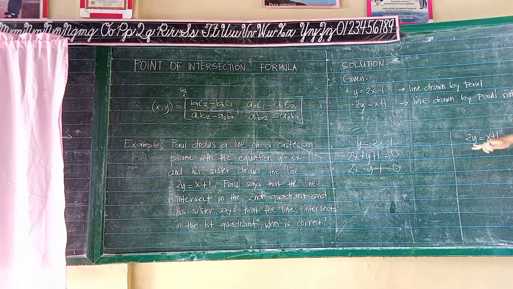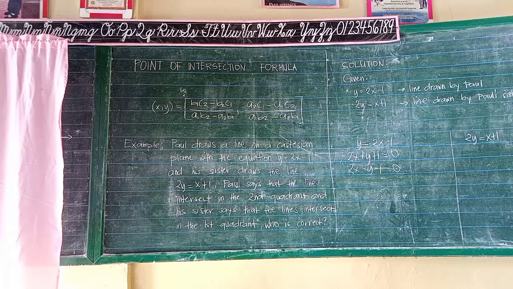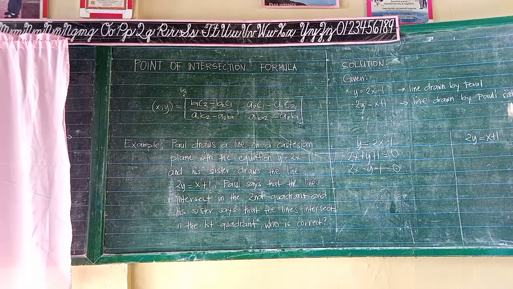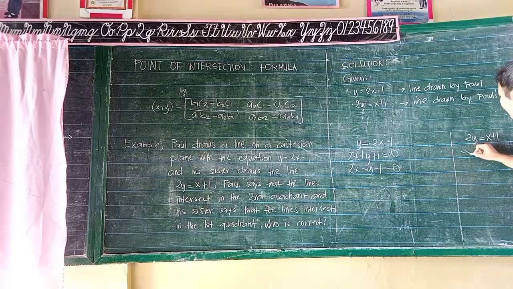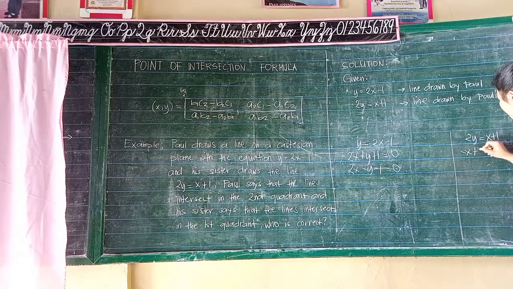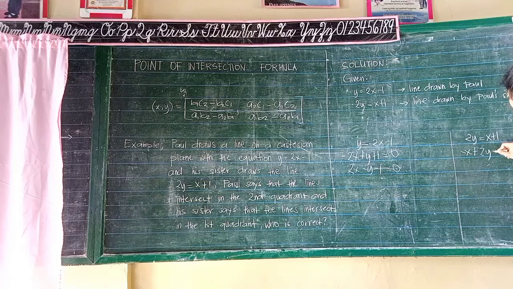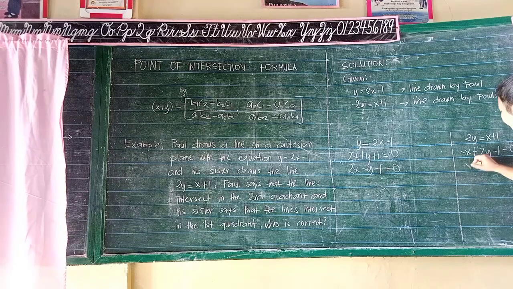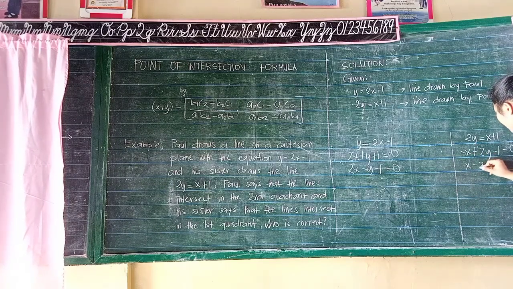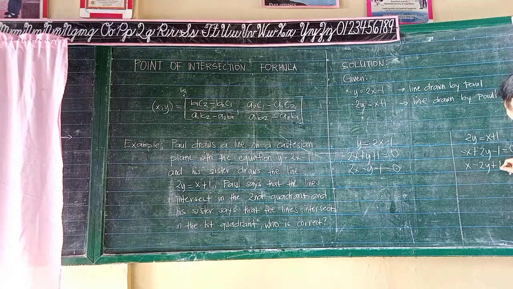And for the other equation, we have 2y equals x plus 1. Transpose x plus 1 to the other side and equate to 0. So this will become negative x plus 2y minus 1 equals 0, and multiply both sides by negative 1. This will become x minus 2y plus 1 equals 0.